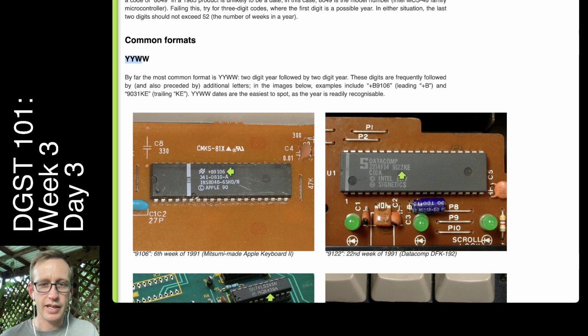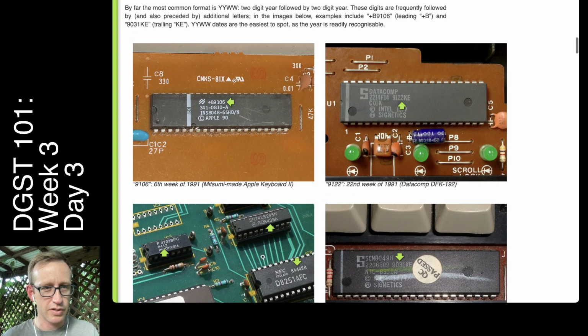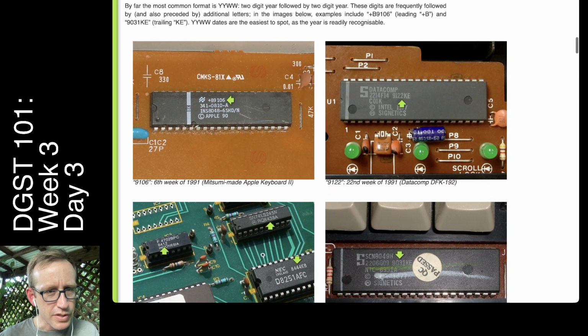And you'll definitely see this a lot, but you do have to kind of know a bit of what's going on. You can see several examples on this page here. So this one, 9106, is the 6th week of 1991.